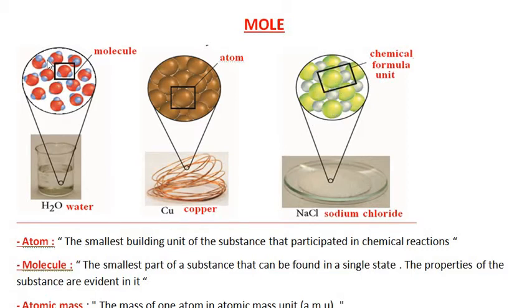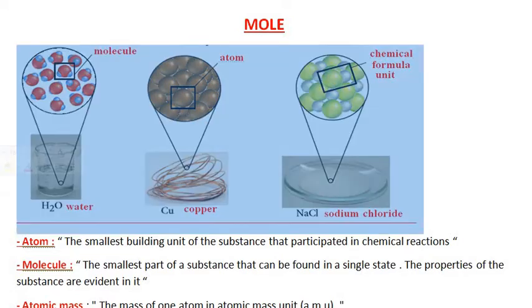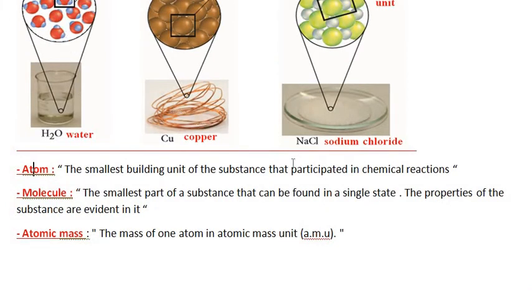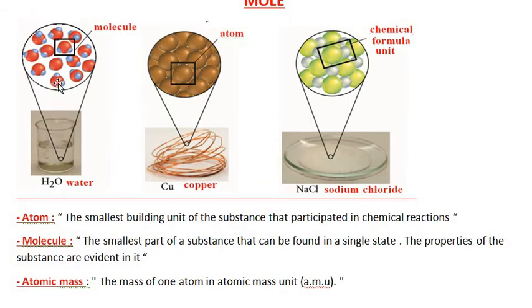This is called a formula unit. This is called a molecule. This is atoms. So what is the atom? The atom is the smallest building unit of a substance that participates in a chemical reaction. A molecule, on the other hand, is the smallest part of a substance that can be found in a single state. The properties of the substance are evident in this molecule, which means that the properties of one molecule of water, for example, are the same as the properties of the water as a whole.